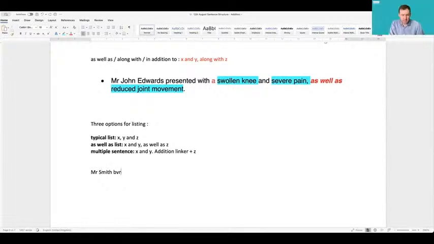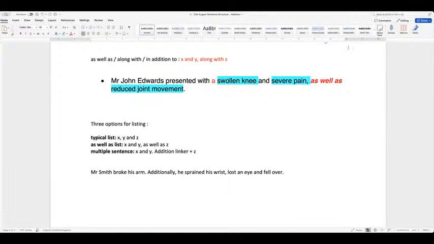Smith broke his arm. Of course, you can say one thing in a sentence, and then you could say additionally, he sprained his wrist. But then you're going to do and, aren't you? Whenever you start again, you're just starting with the same rules again. So additionally, he sprained his wrist and, I don't know, cut his leg. Or you could do a full list: additionally, he sprained his wrist, lost an eye, and fell over. Then you're just into X, Y, and Z again. All right. Thank you.